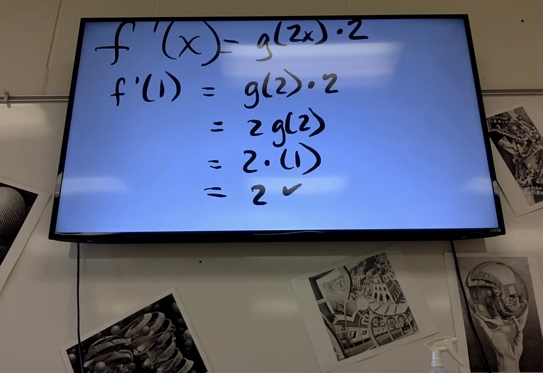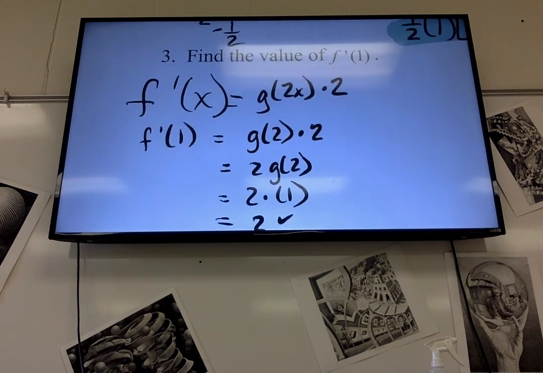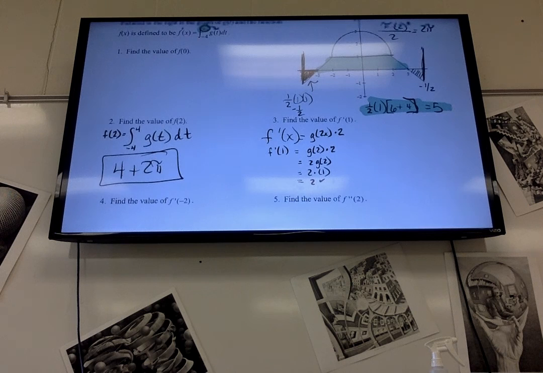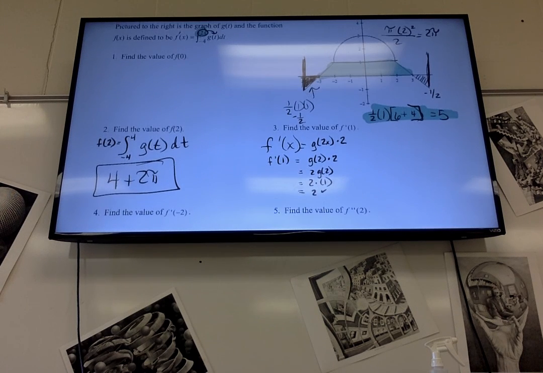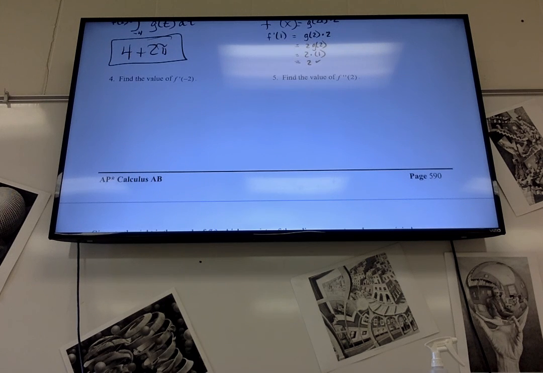The answer is 2. How'd you get g of 2 being 1? The graph. It was right here. We should do it again.